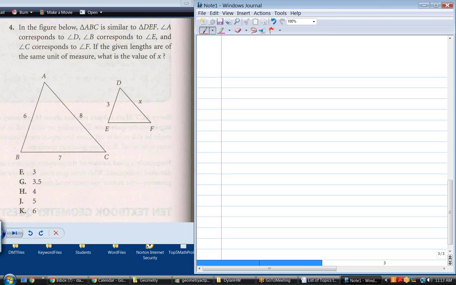Okay, that makes sense. So for this one, we would set it up 6 over 8 is equal to 3 over x. Let's write the equation. 6 is to 3, and 8 is to x. Okay. And then it would be 6x is equal to 24, and then x would be equal to 4. Right, okay.